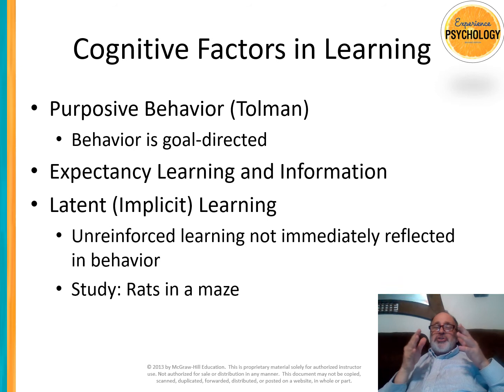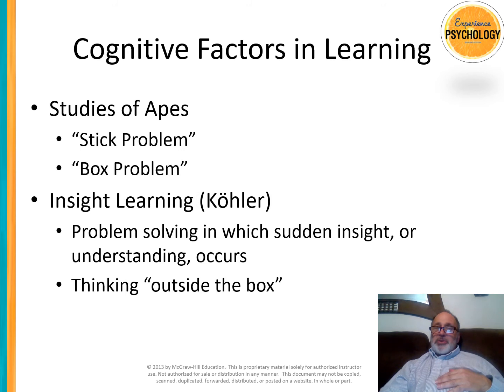What they found is just the fact that the rats were allowed to walk through the maze at a casual rate and not be reinforced, that then when they started offering reinforcement, whether it be positive, negative, or punishment, the rats learned the maze quicker who were allowed to just explore the maze on their own. So what this proves is that learning takes place whether we're being reinforced for it or not. There's such a thing as latent or implicit learning. And the rats in the maze are an example of this.